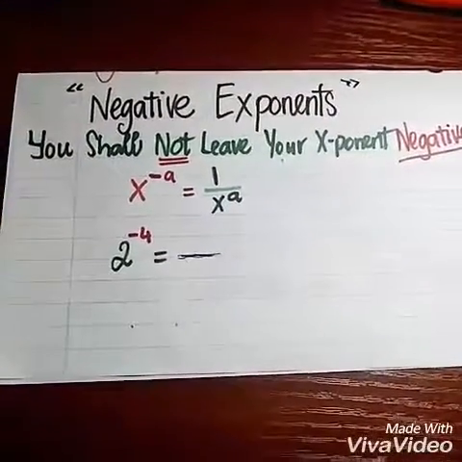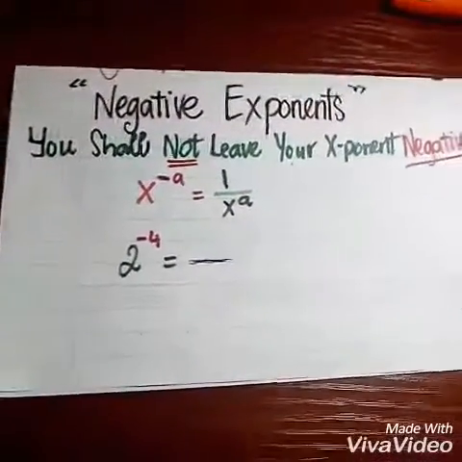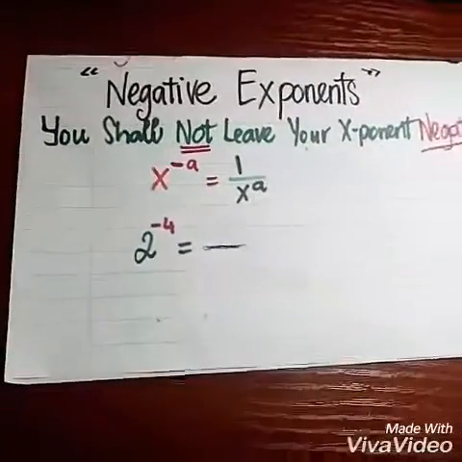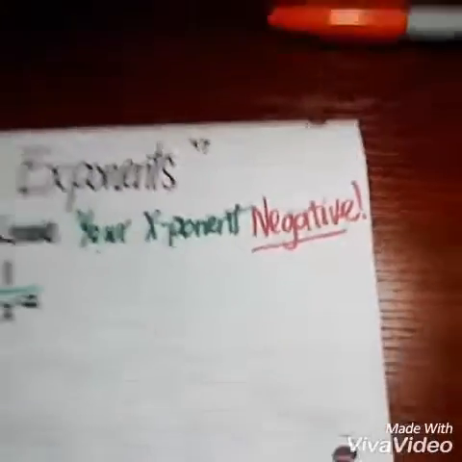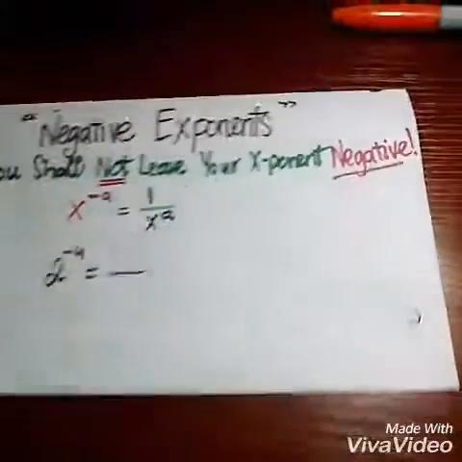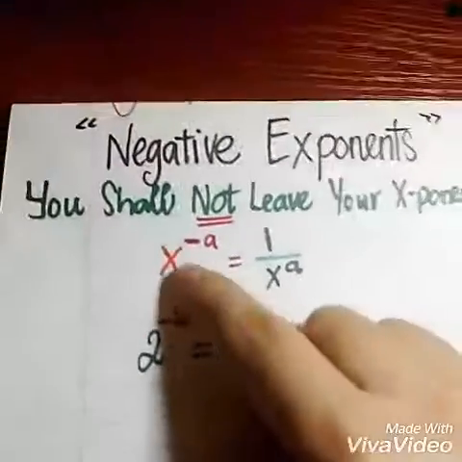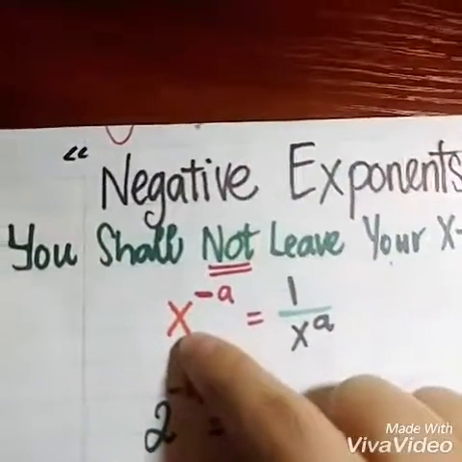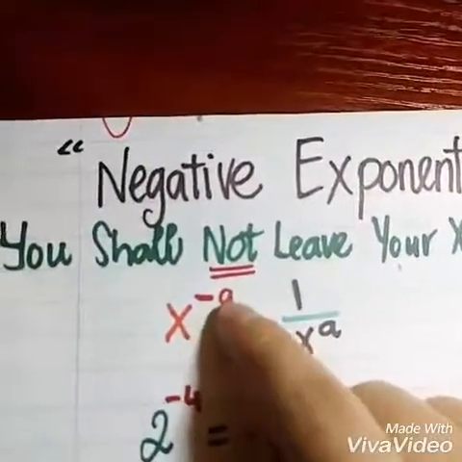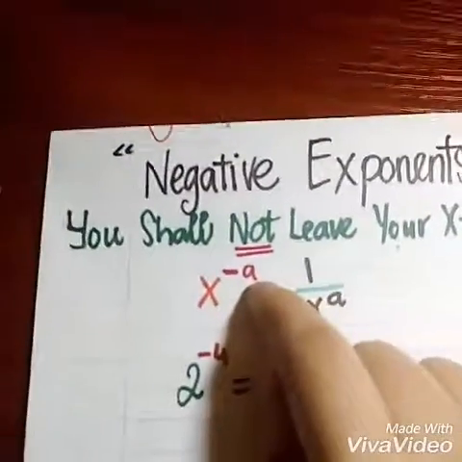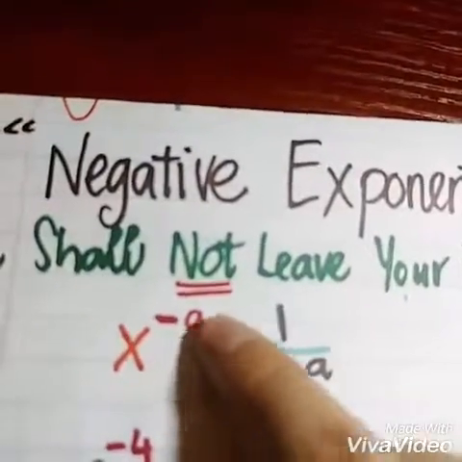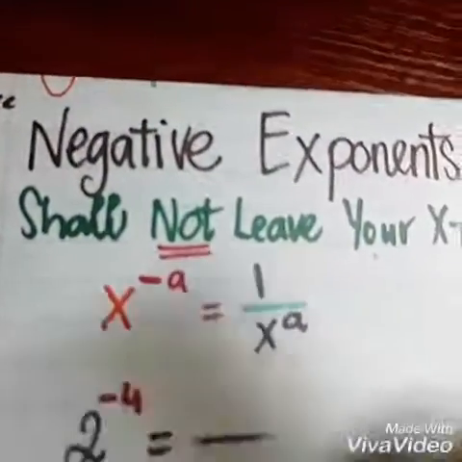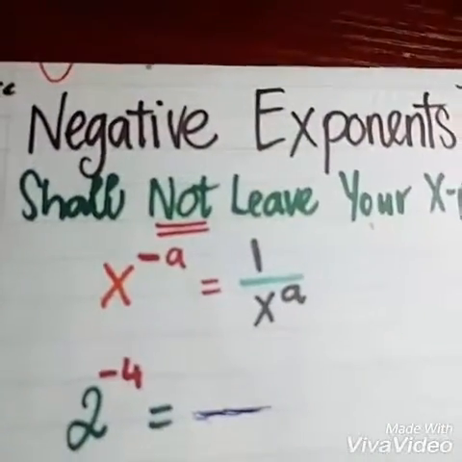Laws of exponents, negative exponents. You shall not leave your exponent negative ever, ever, never, ever. Alright guys, if your final answer has x to a negative number, any number, for example, I'm just writing a right here, we need to change it. You never ever want it to be negative.